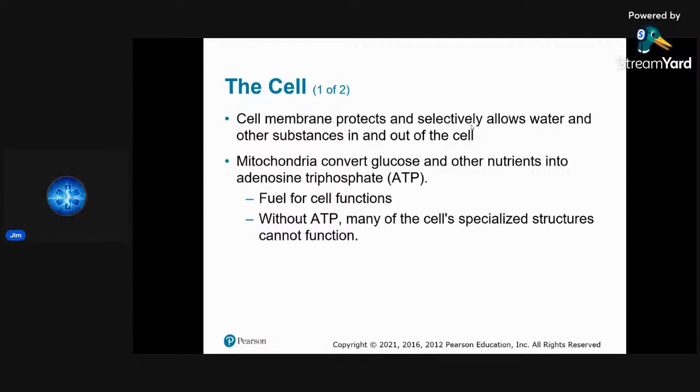The mitochondria. We talked about this in the last chapter, I believe, or the chapter before, how it converts glucose and other nutrients and oxygen into adenosine triphosphate, or ATP. ATP is the fuel for the cell. It needs it to function, right? Without it, it can't perform its specialized functions. And eventually, if it doesn't get enough energy, it'll start dying.